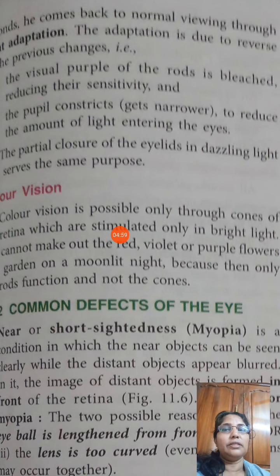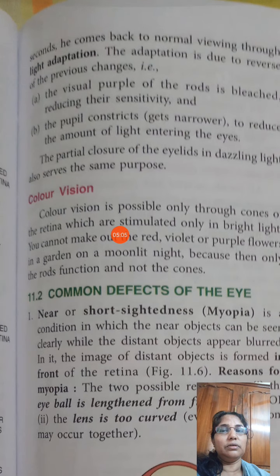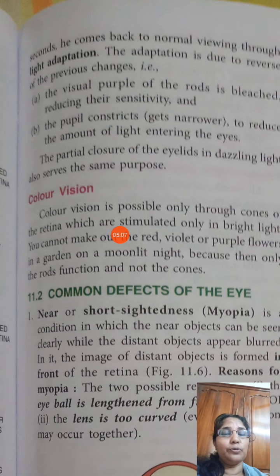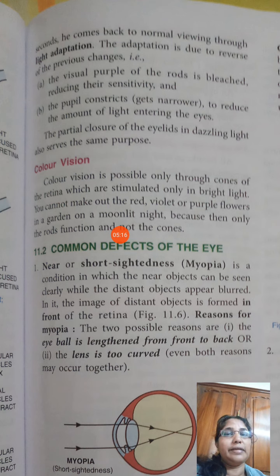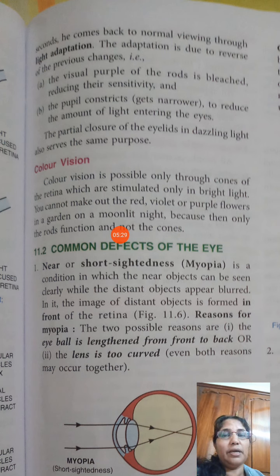How does it occur? The visual purple of the rod is bleached, so then iodopsin must be created. Then the pupil constricts, getting narrowed to reduce the amount of light entering the eye. So what is light adaptation and dark adaptation? Differentiate between them, what it is and what the reasons are. Such a question can be asked.